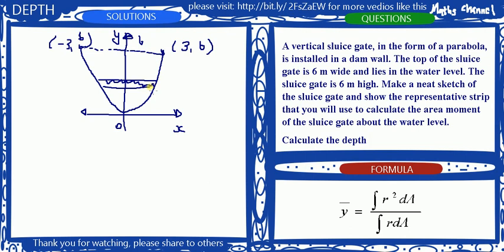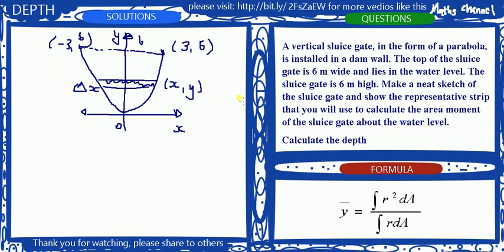Make a neat sketch of the sluice gate or the strip. So this is the strip that they are looking for. And you'll have something like x, y, showing that this is the coordinate of the strip. So this is 6. Okay, at this point you have drawn the drawing.